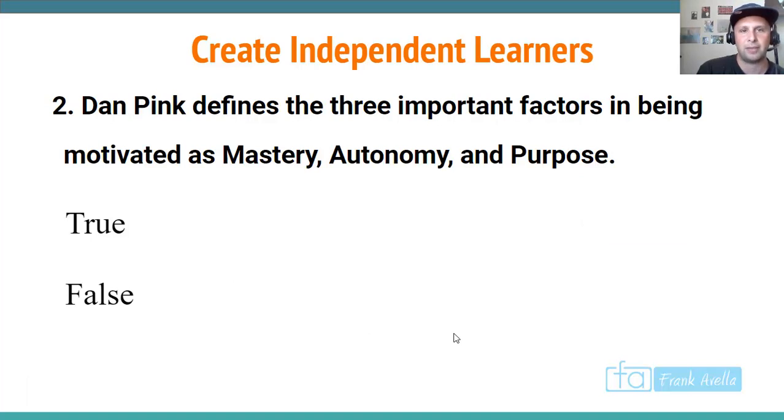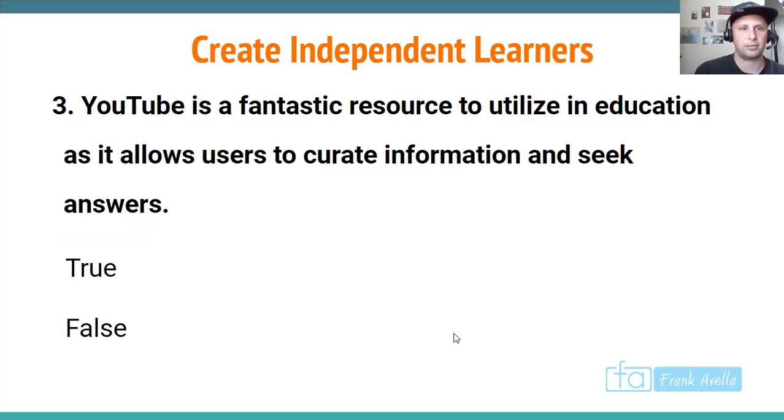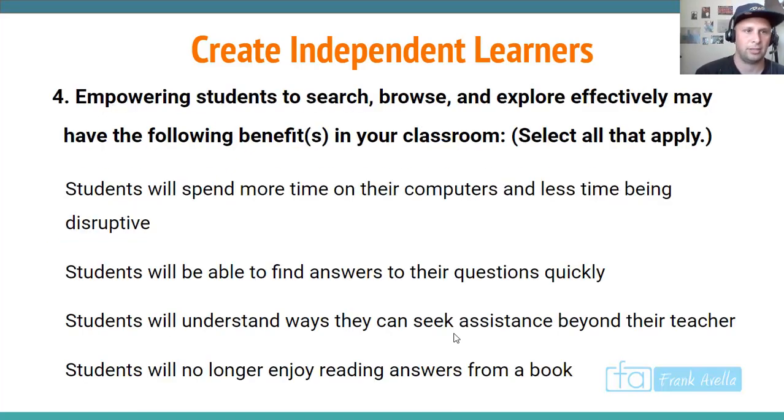to the questions. Dan Pink defines the three important factors in being motivated as mastery, autonomy, and purpose. Yes, he does. Okay, mastery, autonomy, and purpose. Okay, YouTube is a fantastic resource to utilize in education as it allows users to curate information and seek answers. True or false? Very true.